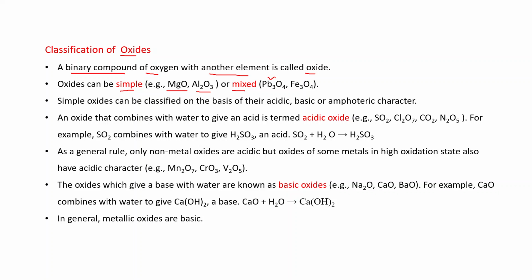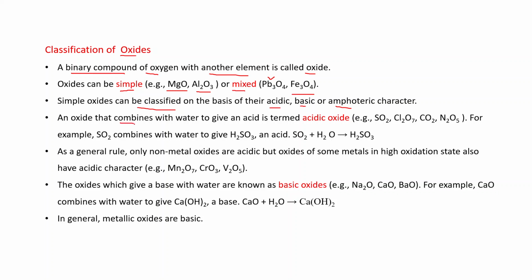Why is this called a mixed oxide? Because it is the combination of 2 units of PbO and 1 unit of PbO2. In the same way, Fe3O4 is the combination of 1 unit of FeO and 1 unit of Fe2O3. And simple oxides can be classified on the basis of their acidic, basic or amphoteric character.